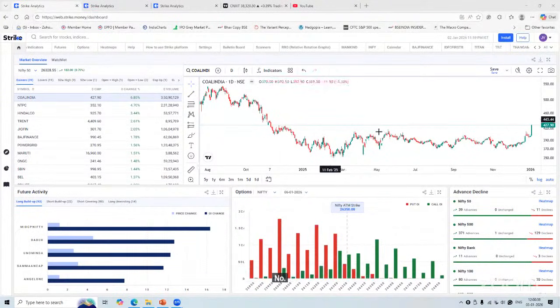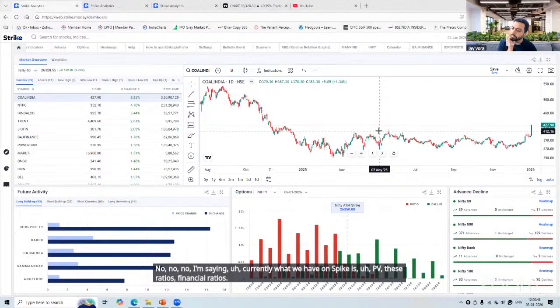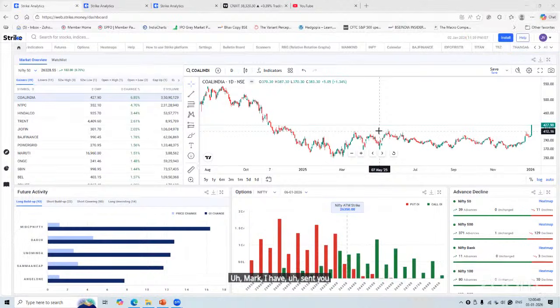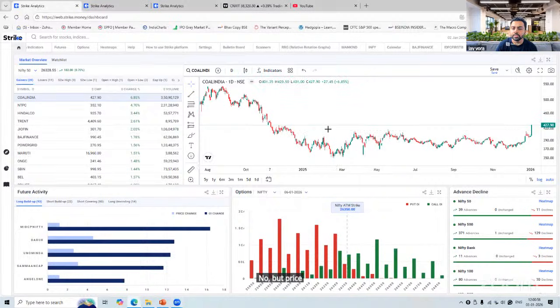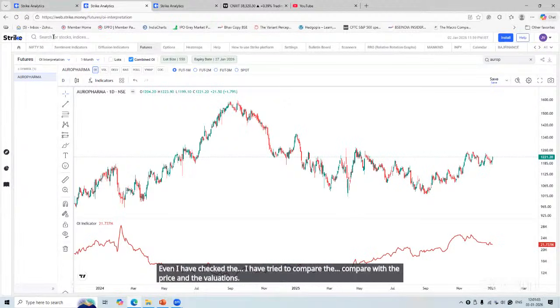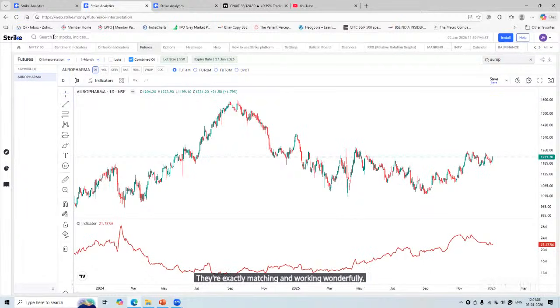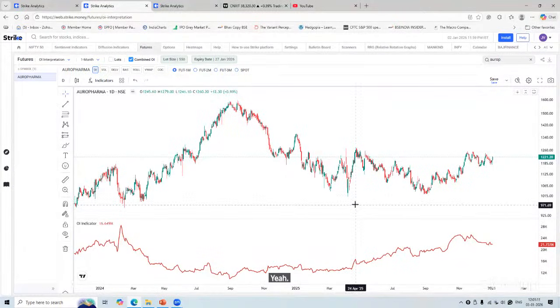No, I'm saying currently what we have on Strike is PE, PB, these financial ratios. Correct. What I have sent you is for price. In the price chart also we have standard deviations. Even I have checked. I have tried to compare with the price and the valuations. They are exactly matching and working wonderfully. I just request you to look into it if possible.